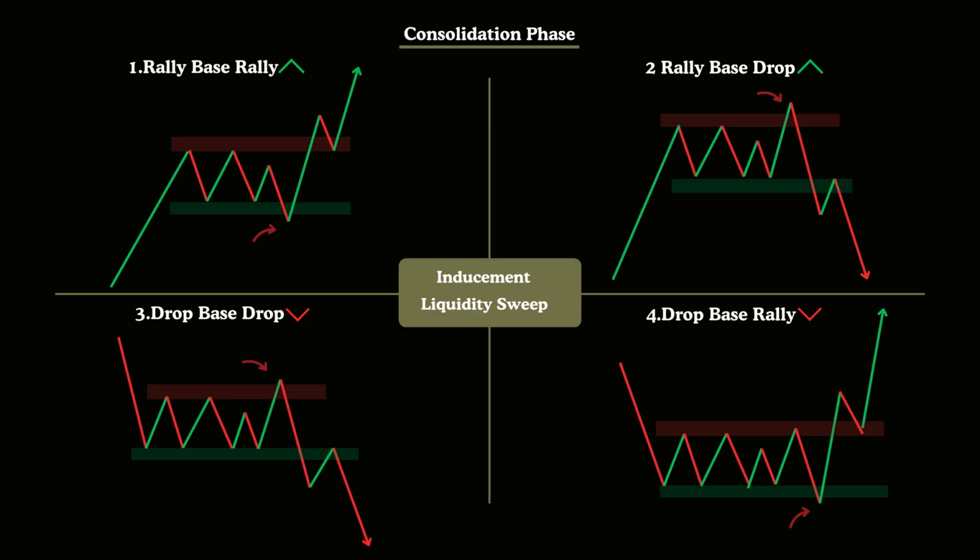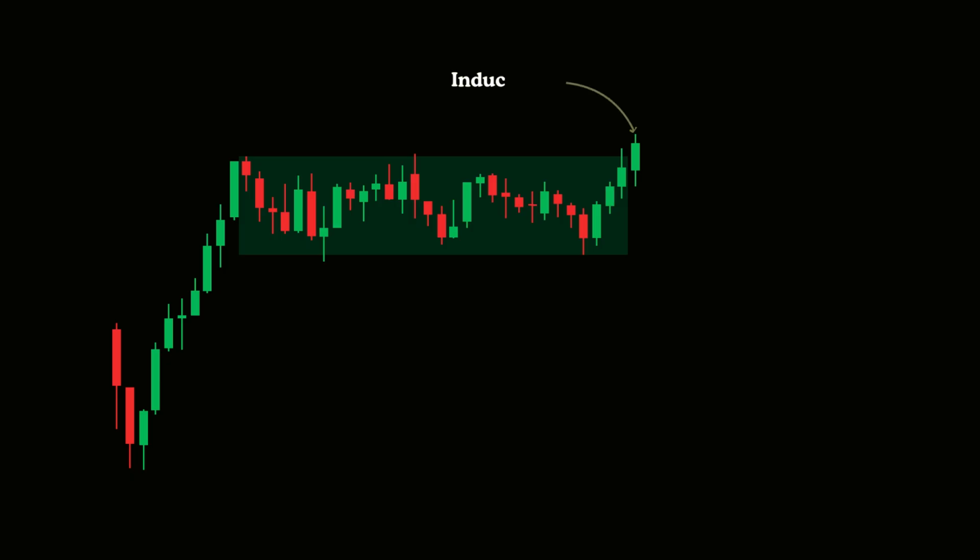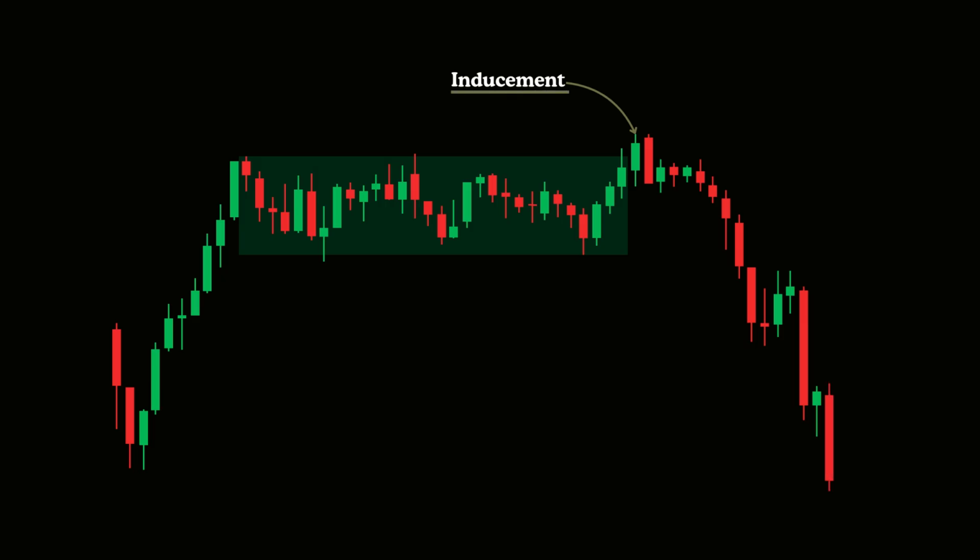First, verify whether an inducement has appeared on the chart. For instance, after this inducement candle, the market drops sharply instead of rising, trapping all the retail buyers. Without an inducement, a liquidity sweep doesn't occur, so always remember this rule.